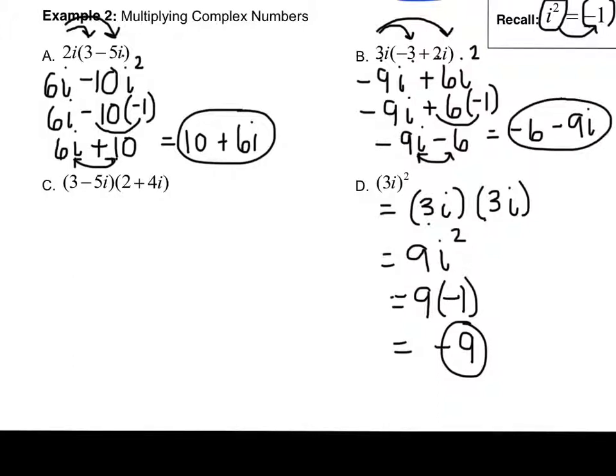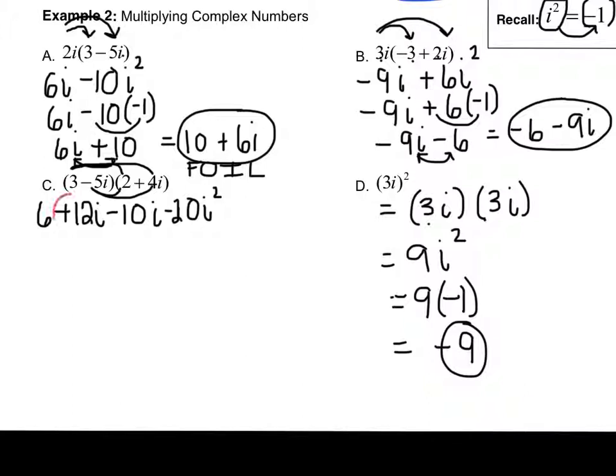On C, we need to FOIL. Remember, FOIL stands for first, outer, inner, last. So let's multiply the first two numbers in the parentheses. 3 times 2 is 6. Next, we'll multiply the outside numbers. 3 times 4i is 12i. Now we'll multiply the inside numbers. -5 times 2 is -10i. And now for the last numbers. Negative 5i times positive 4i is negative 20i squared.